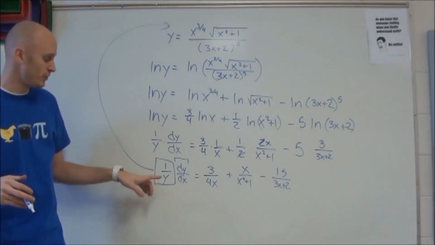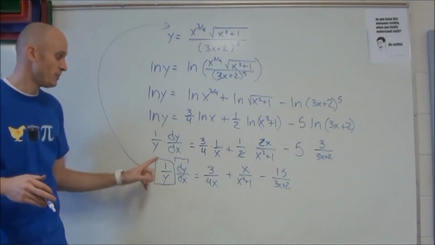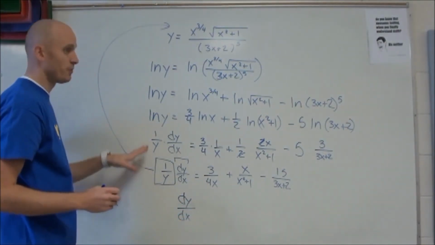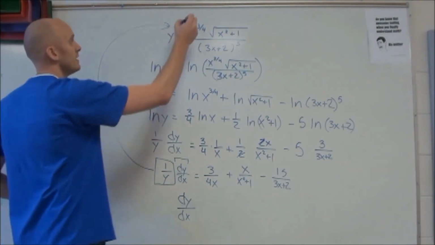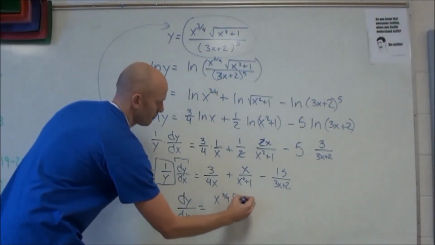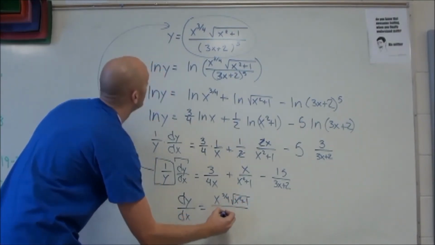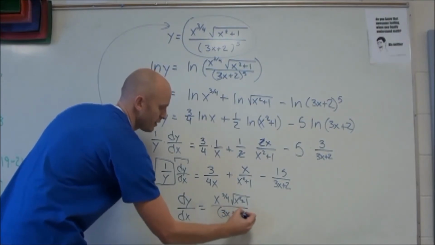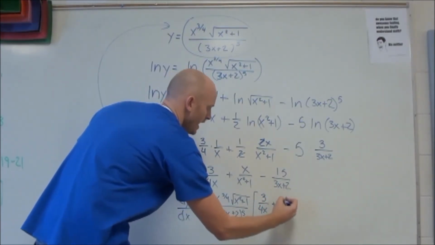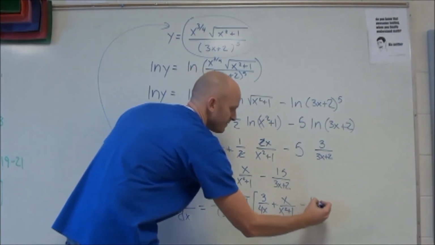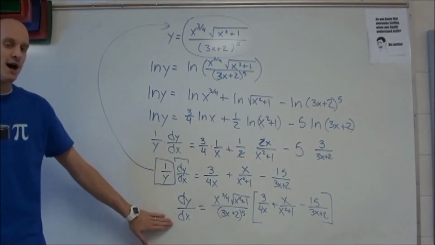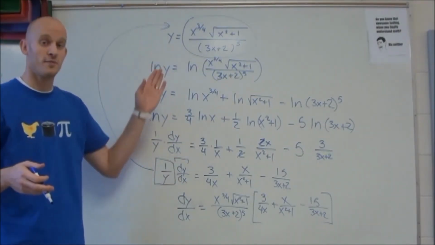So I'm going to divide both sides by 1 over y, which is the same as multiplying both sides by y. So our derivative of y with respect to x, multiply both sides by y to cancel out 1 over y, this is y. So it would be x to the 3/4 square root of x squared plus 1 over 3x plus 2 to the 5th multiplied by whatever I had on this side, which is 3 over 4x plus x over x squared plus 1 minus 15 over 3x plus 2. This is our derivative of y with respect to x using logarithmic differentiation.